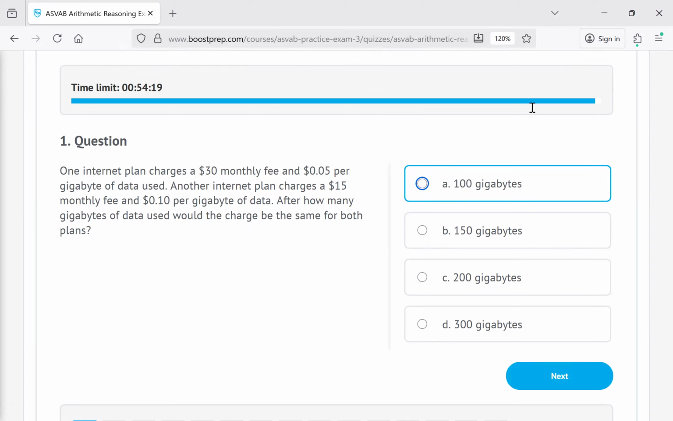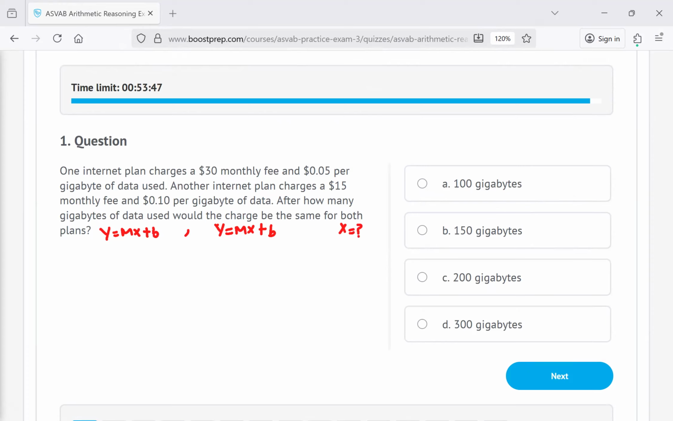So basically, these are two linear equations. You're going to get y equals mx plus b, right? This is a form of linear equation. And the other one is also y equals mx plus b. Then what you're going to do is set the equations equal to each other, because they want to know where the charge is the same. And you're going to find, I believe, the x value.